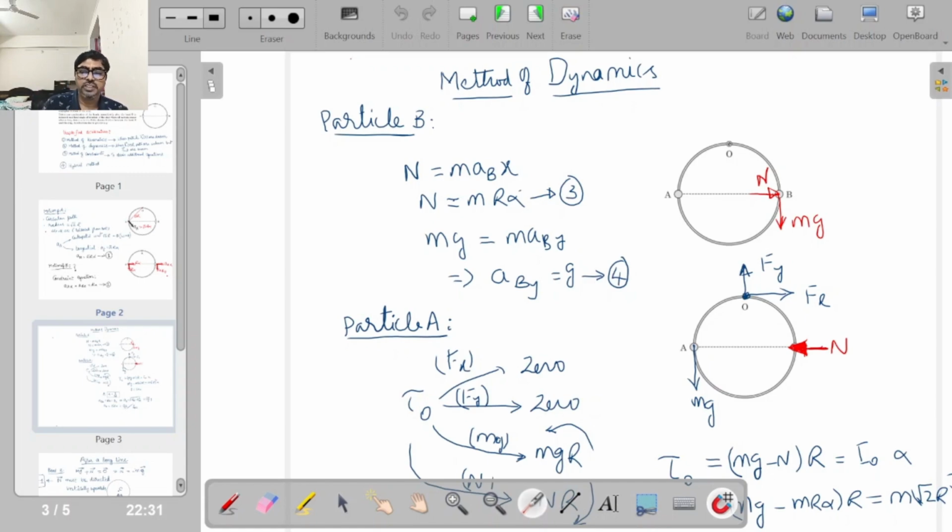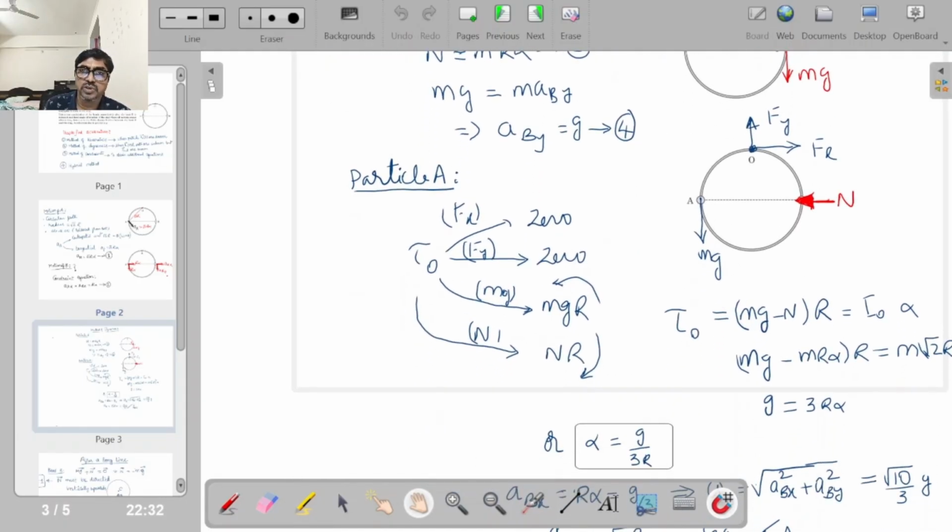Okay, now let us look at particle A. In particle A's situation, I do not want to use Newton's laws of motion for translation, because if I have to write Newton's law for translation, I need to find the force between A and the ring, and that is complicated because it is welded. It will have a normal force also, it will have a tangential force also. I do not want to open it. So let A be attached to the ring.